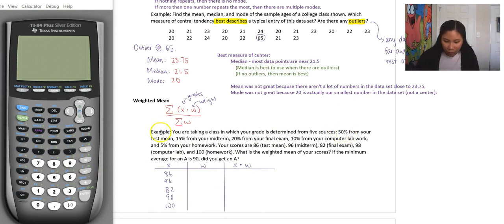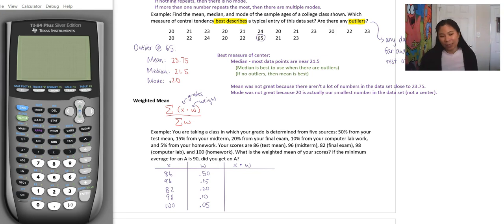So if 50% was my test mean, then I'm going to turn that into a decimal, because we don't really do any calculations with percentages themselves. We always use the decimal. So 0.50, if we move the decimal place 2 places to the left from a percent to turn it into a decimal. 0.15 for the midterm since it was 15%. 0.20 for the final exam. 0.10 for computer labs, and 0.05 for the 5% for homework.